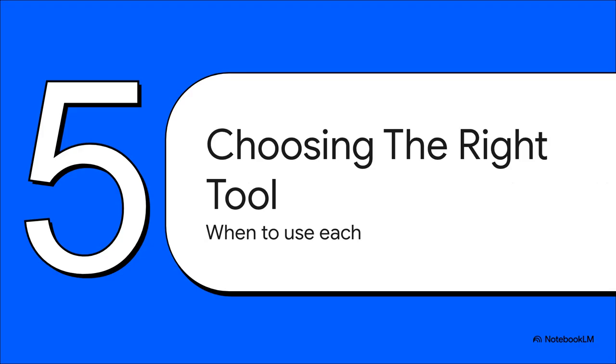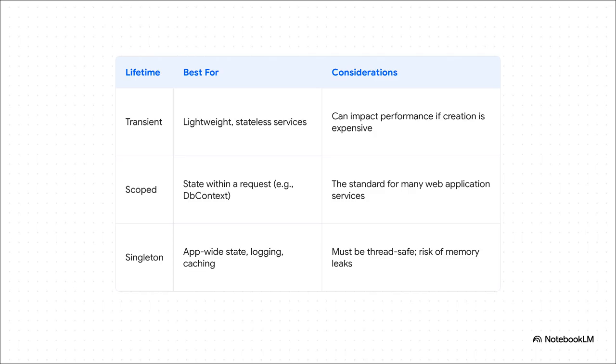Okay, so we've nailed the what and the how. Now for the really important part, the when. When on earth should you actually use each one? Because picking the right lifetime is absolutely critical for your app's performance, how it handles data, and frankly, for avoiding some really nasty bugs. So here's a good rule of thumb.